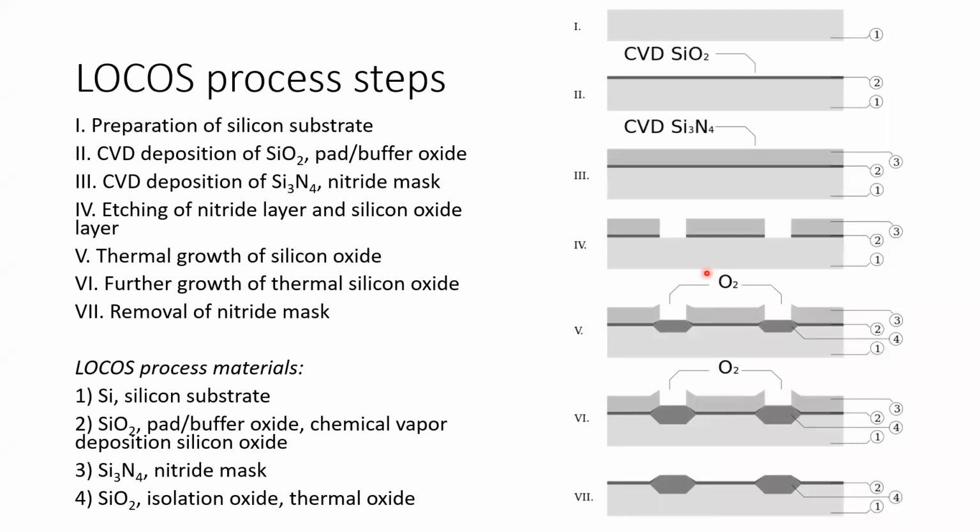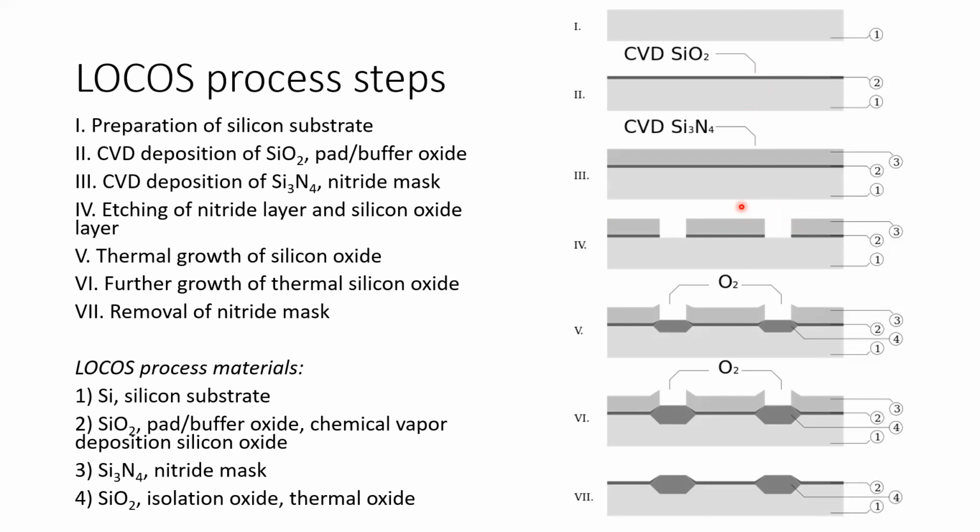Here we have some general steps of the LOCOS process. Firstly, we have a silicon wafer, and then we grow silicon dioxide, and then silicon nitride. Silicon nitride has some lattice mismatch with silicon, so we use a buffer layer. We deposit silicon dioxide first to release the stress, and then we deposit silicon nitride using the CVD method.